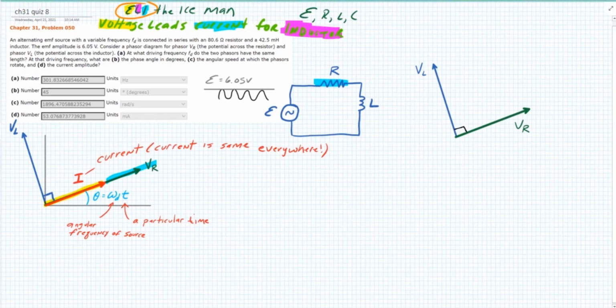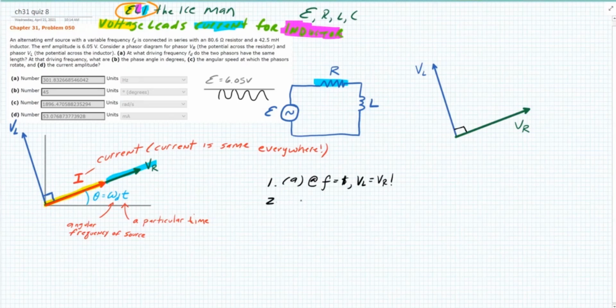All right, so here's my problem. Part A: what driving frequency makes these two phasors have the same length? So I'll say at f equals something, VL equals VR. That's the task. That's your design goal. You have to set the frequency of that driving EMF so that those two phasors have the same length.